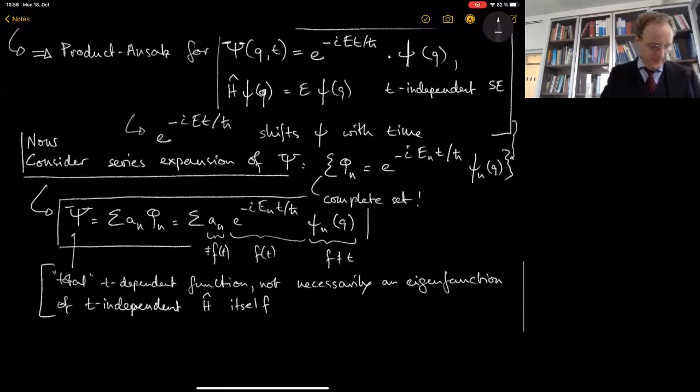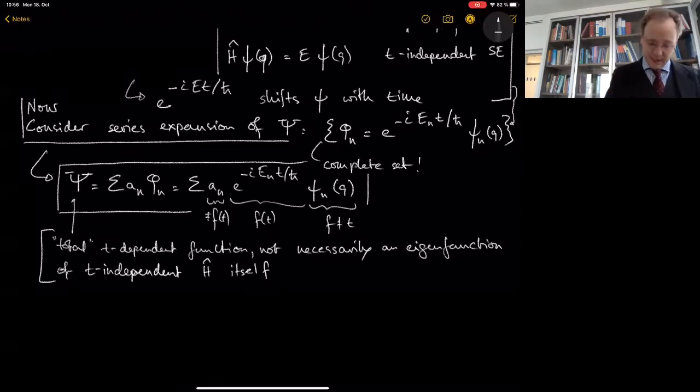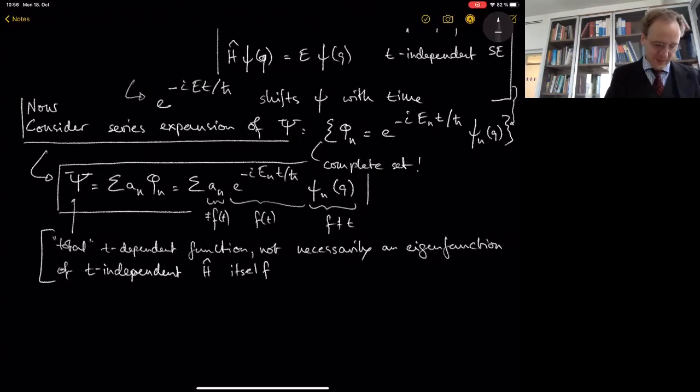All right. So let's consider now the probabilities. As we said, the future would be the future prediction of the probabilities. So what happens with these probabilities?